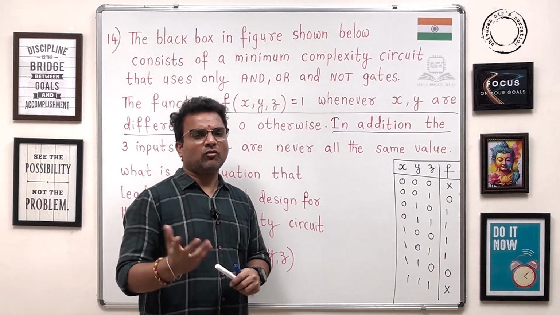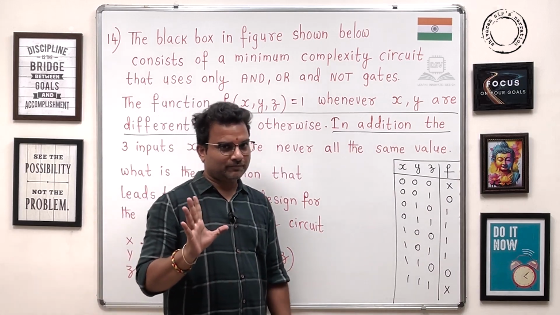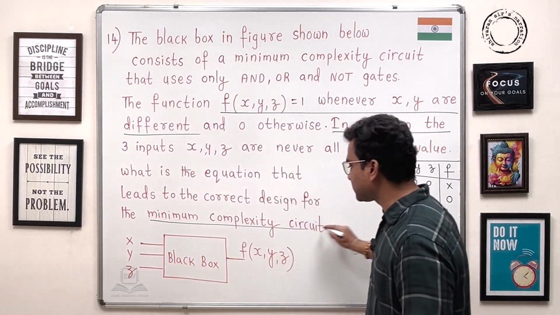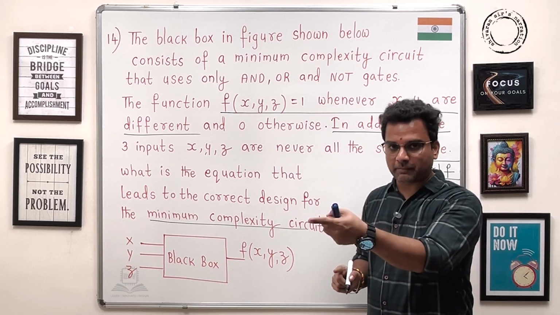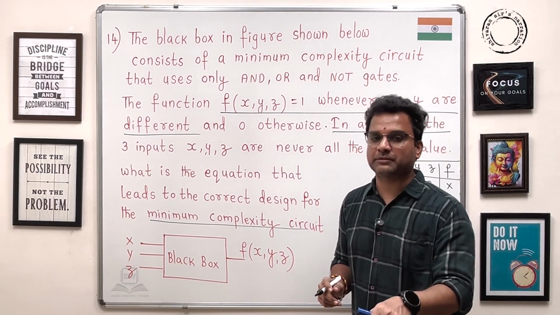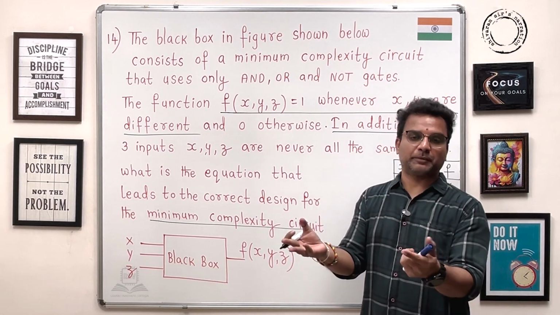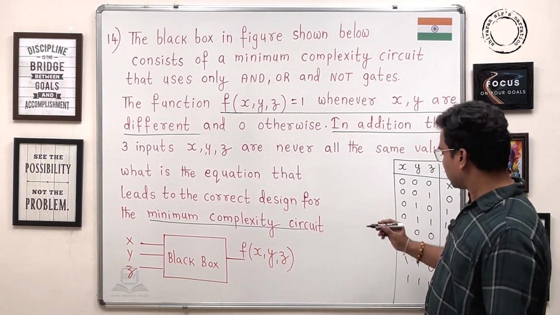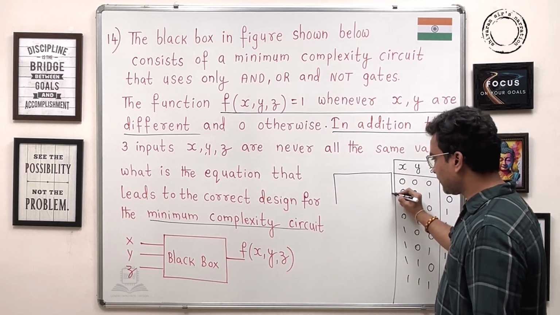Now what next? You take the minterms and give the expression? No, because he is asking for the minimum complexity circuit. Hence, you need to map this into the K-map, simplify the expression, and then develop the hardware as per the equation. That's it. Hence, now if I take the 3-variable K-map, we get it like this.